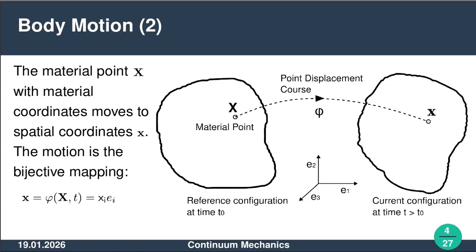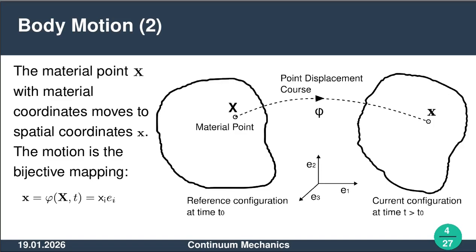The body material point with a position material x, upper X, moves from the reference configuration at the time t0 to another configuration at a later time t, which now is a new position lower x or spatial x. So material X of a reference configuration is in material coordinates, and lower x, spatial x, the new position after the motion is in spatial coordinates.